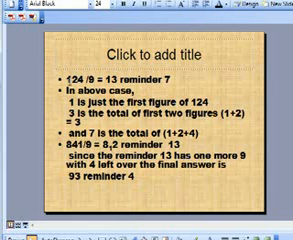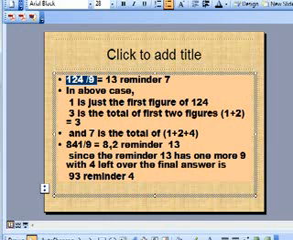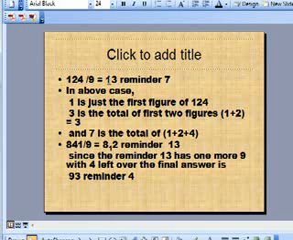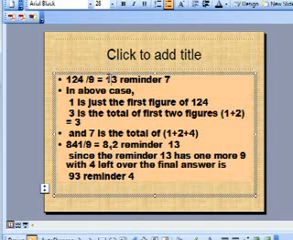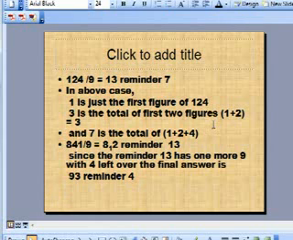Just take an example of 124. The actual answer is, as I have mentioned here, 13 remainder 7. What is happening here? In the above case, 1 is just the first figure of 124, so obviously that comes first. And what is this 3? 3 is the total of the first two numbers, that is 1 plus 2, and 7 is the total of the 3 numbers. So this is the rule you have to apply.